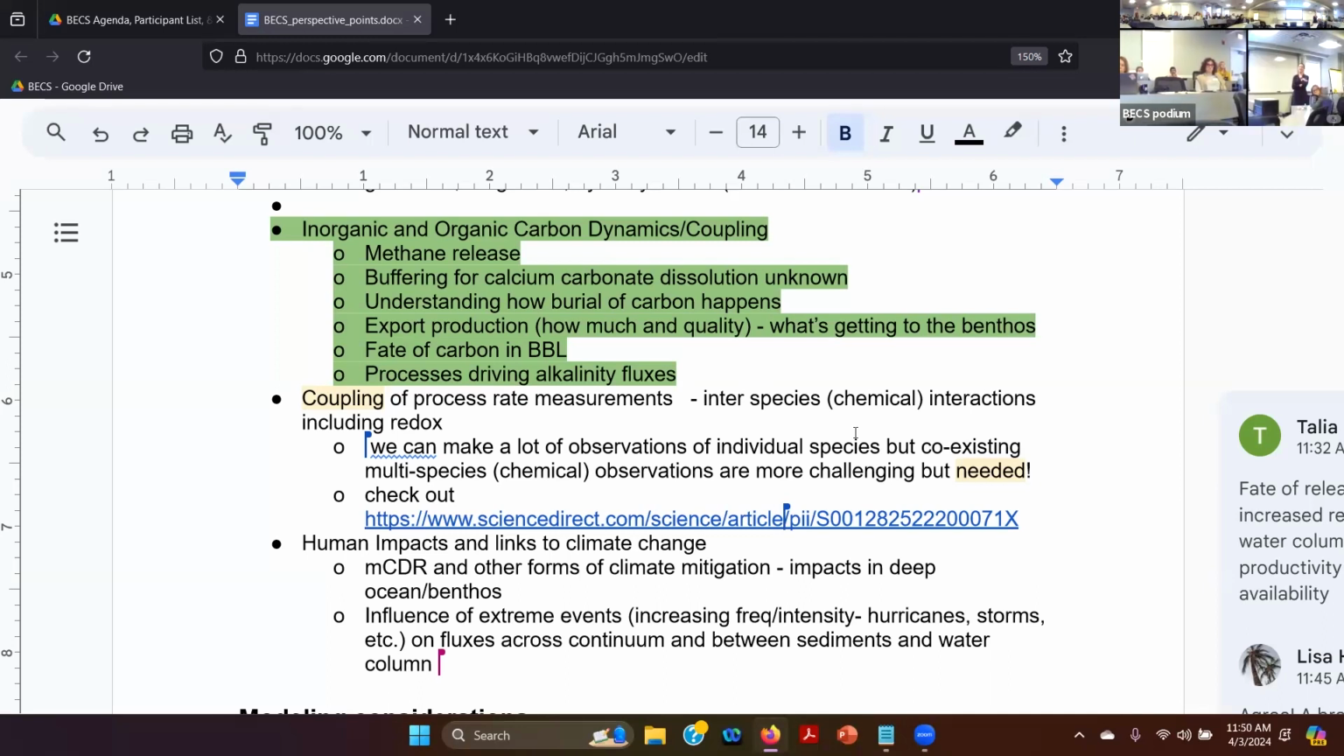Some better metadata. Because we cannot expect, and this is the lesson we learned from GEOTRACES, because I was involved in the intercalibration, we cannot expect people to change their experimental setup. Everybody has their own setup for whatever reason, but we should be able to compare across that. So if we have some sort of way to calibrate that, it will go a long way.